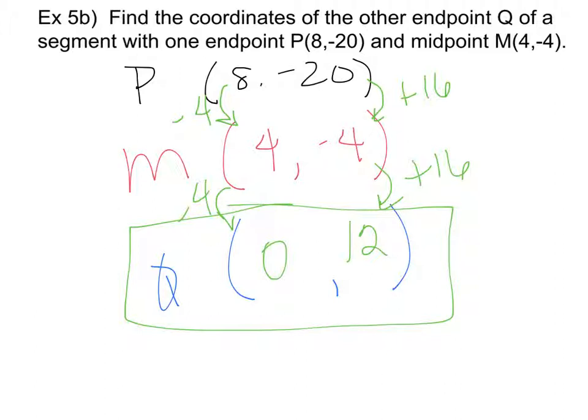Cool. So you can look at this problem and see that 4 is halfway between 0 and 8, and -4 is halfway between a -20 and 12. So it's obviously the midpoint.